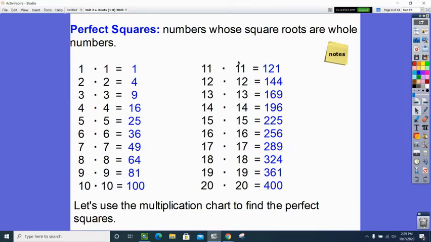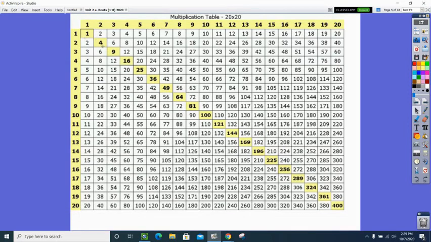Now, another way to look at these perfect squares is to look at a multiplication chart, which I have on the next slide. And what I've done is I've highlighted down the diagonal. And as I've done that, those are your perfect squares.